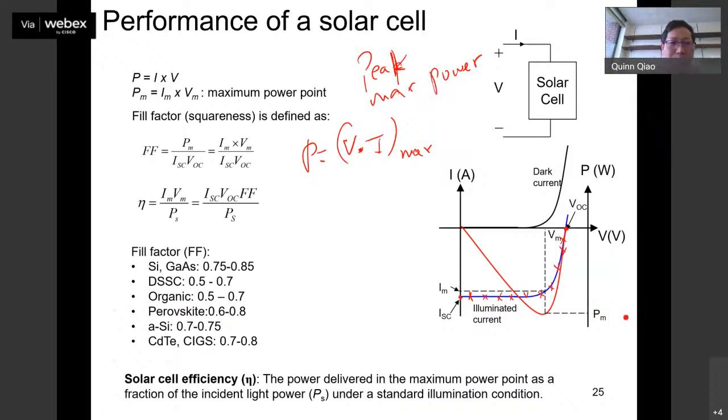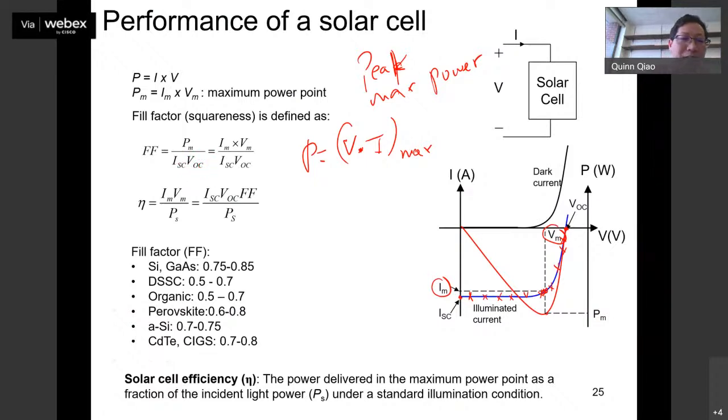So, okay, that's it. So basically, what is VOC, what is ISC, and also at that maximum position, you get what? Maximum power current, maximum power voltage. That's what IM, VM mean. Then PM means maximum power. And then ISC, VOC are the short circuit current and open circuit voltage conditions, okay? Short circuit current, open circuit voltage, right?